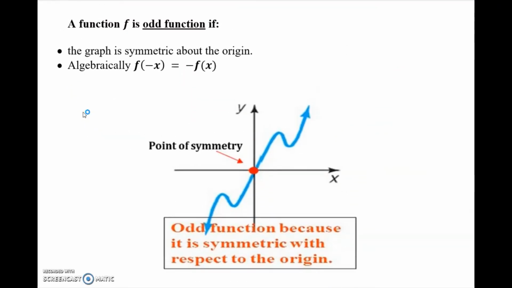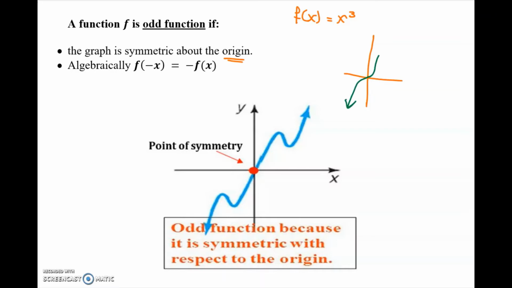Moving on to the odd functions. Now, for odd functions, the graph will be symmetrical about the origin. If you do a kind of rotation, you will notice that this part here is reflected here. That's called symmetrical, the graph is symmetrical about the origin. Algebraically, f(-x) will be -f(x). Let me give you an example of the function x cubed. The graph is going to be something like this.